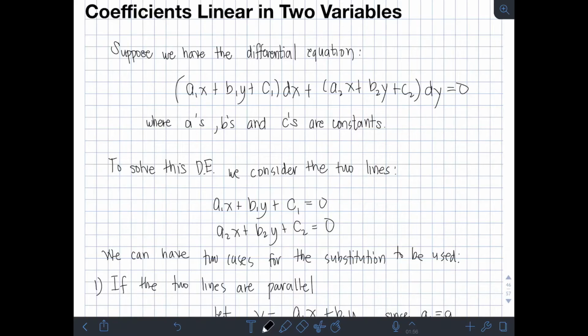Sa video na to ay tuturo ko sa inyo ang coefficients linear in two variables for differential equations. So kung gusto niyo itong matutunan, just keep on watching.